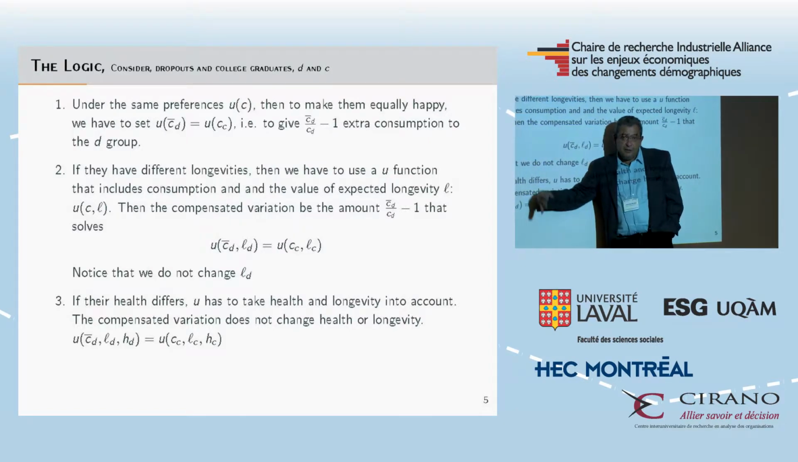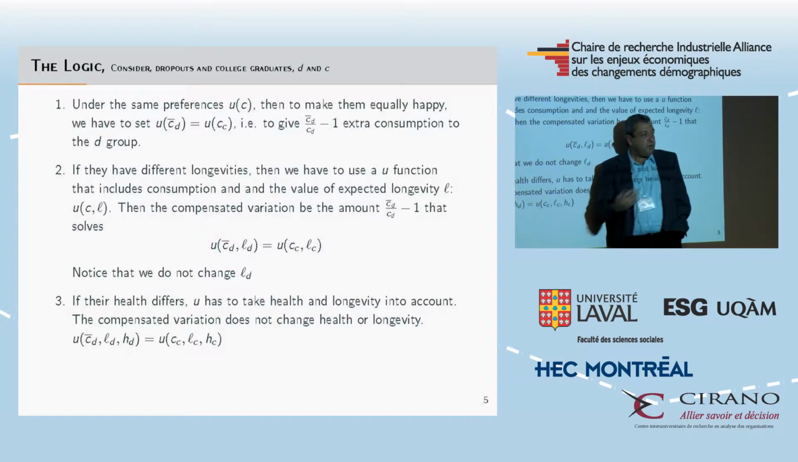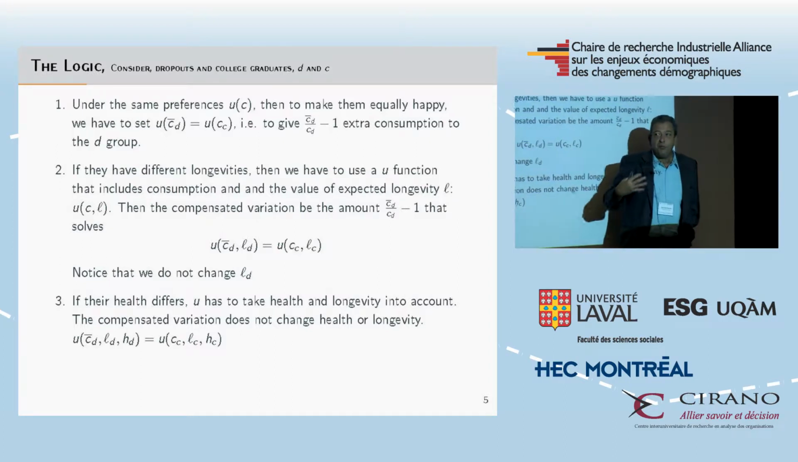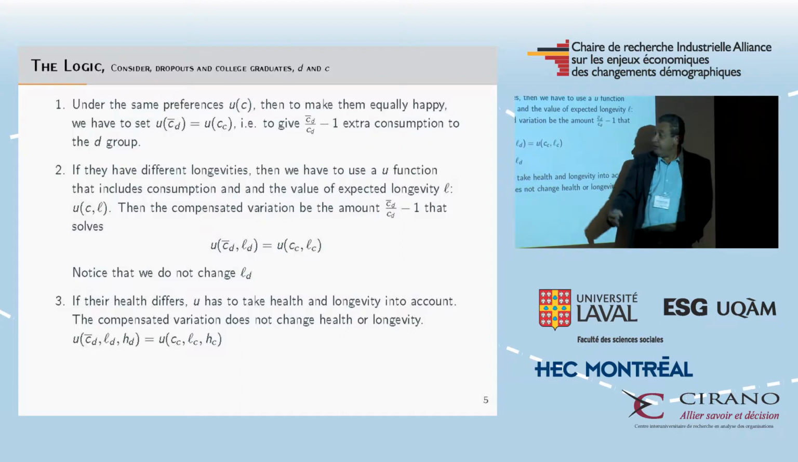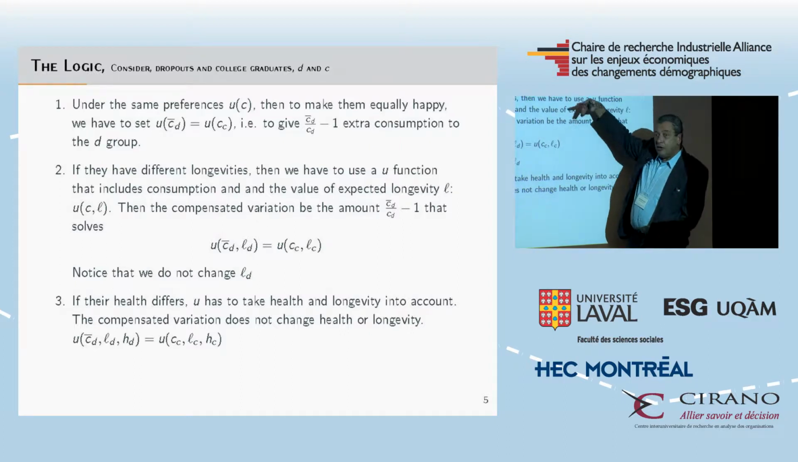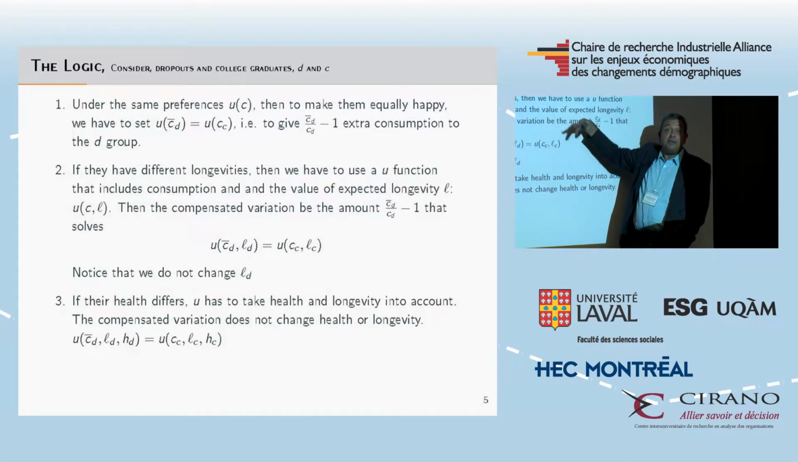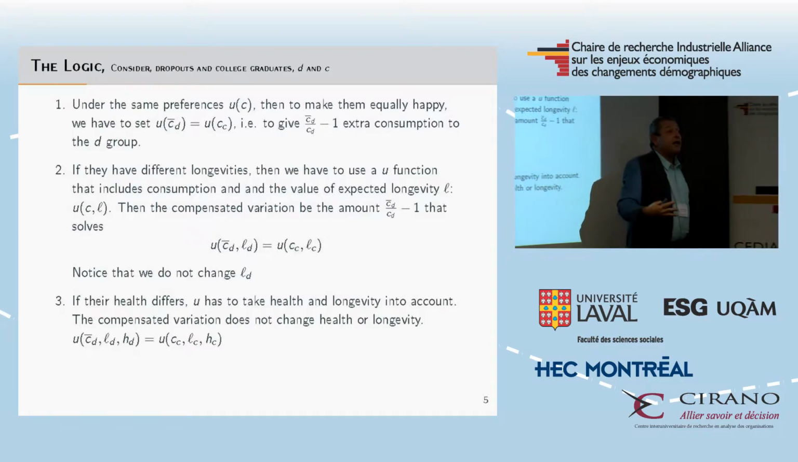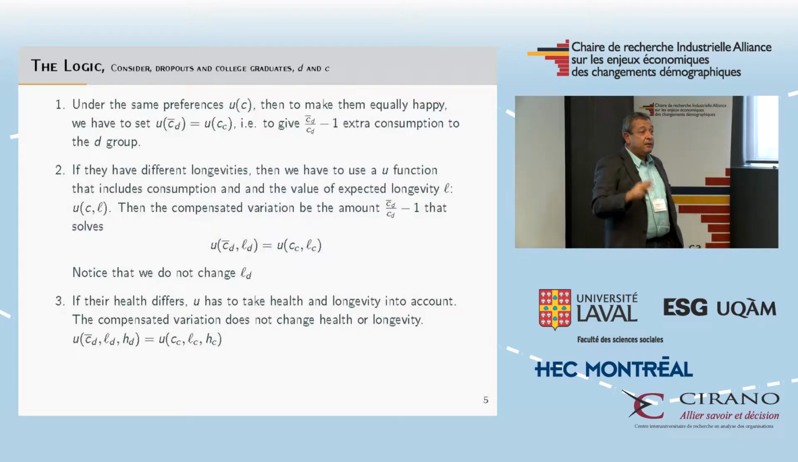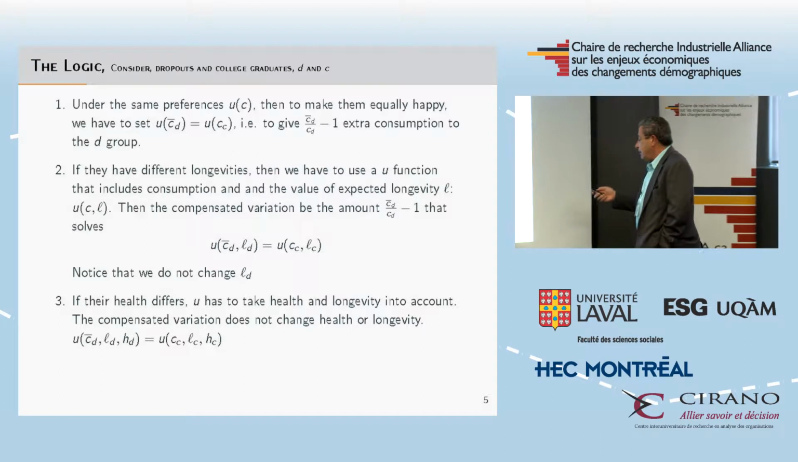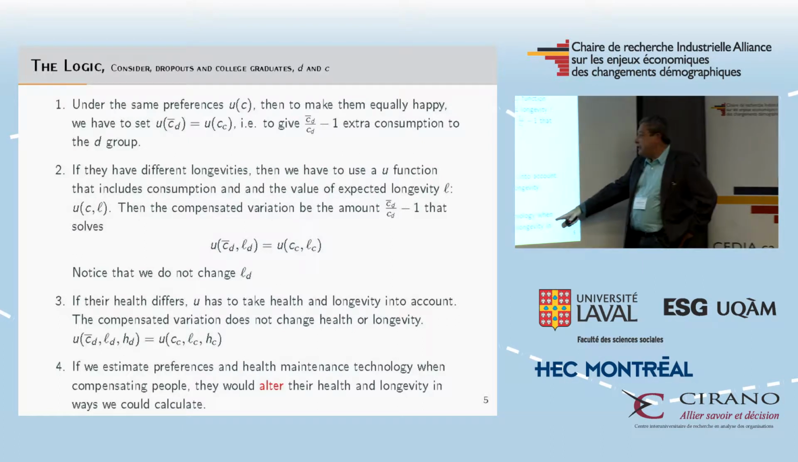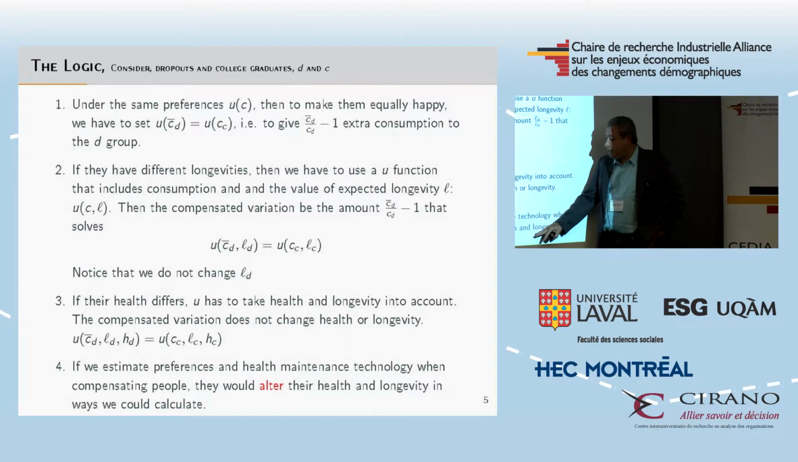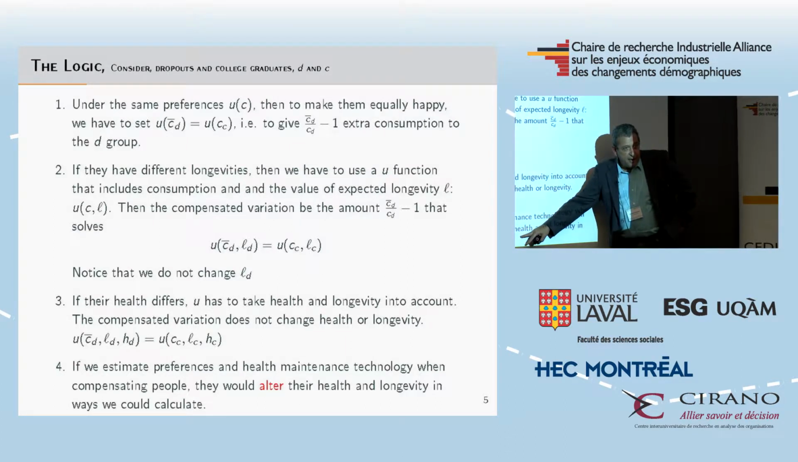So there are two things you have to overcome. You're poorer, so you're going to consume less. That's what we all think. That's economic inequality from the beginning. But what we bring to the table is taking into account that the high school dropouts live shorter and worse lives, both, okay?